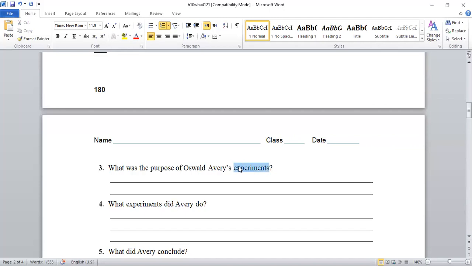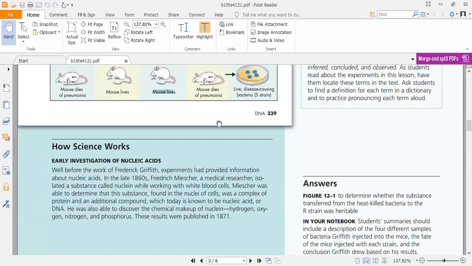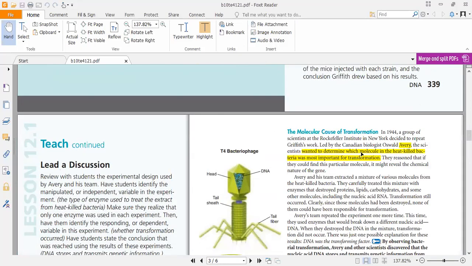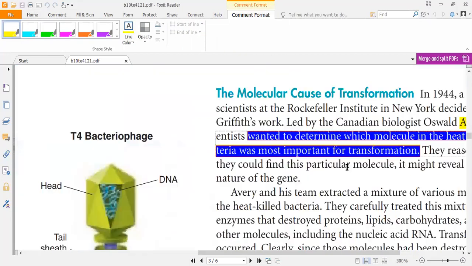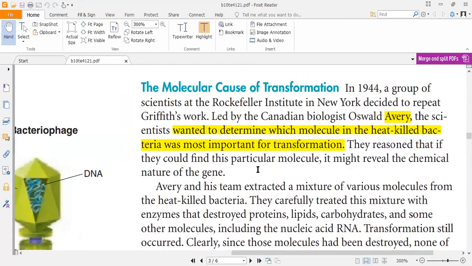Question number 3. What was the purpose of Oswald Avery's experiments? Avery wanted to find out which molecule in the heat-killed bacteria was the most important for transformation. Excellent. Thank you. Say they wanted to determine which molecule in the heat killed bacteria was most important in transformation.